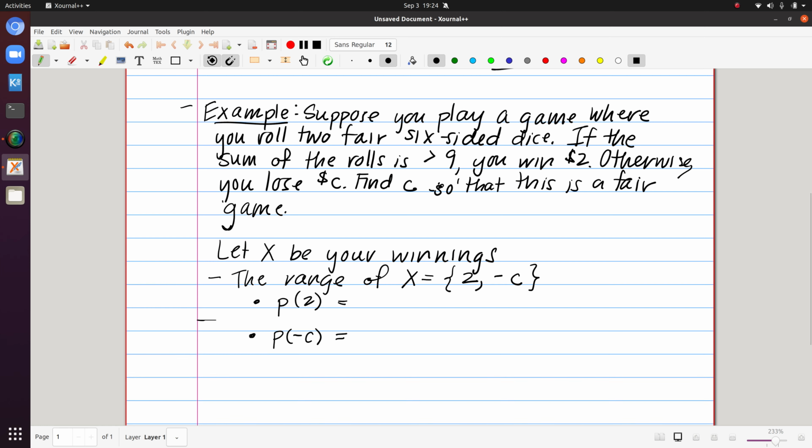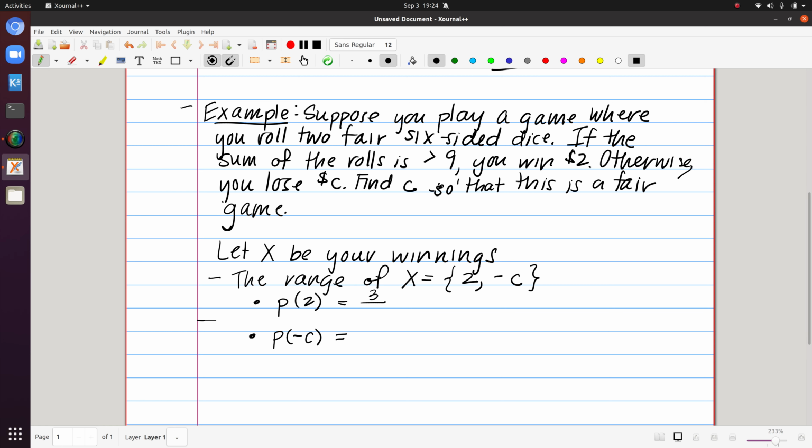But in particular, to see a sum of 10, there were 3 ways that could happen. So we could get 6, 4, 5, 5, or 4, 6. To get a sum of 11, it had to be 5, 6, or 6, 5. So 2 ways. And then there was only the possibility of 6, 6 to get a sum of 12. So all told, we get 6 out of 36, or a 1/6 chance of winning $2.